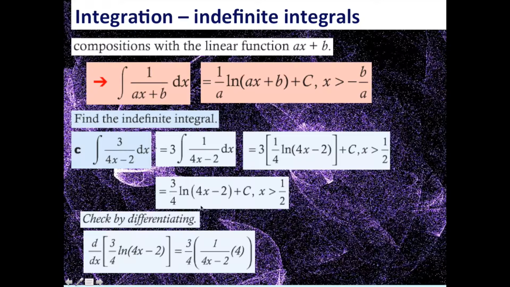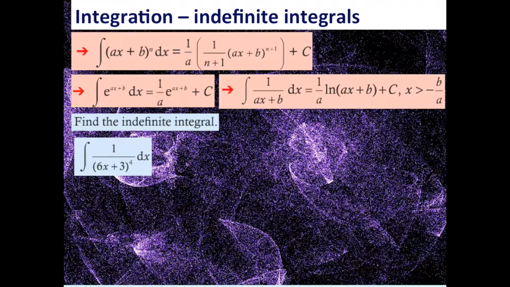Again, if we check by differentiating, we've got ln 4x minus 2, so that's going to be 1 over 4x minus 2 times 4. Multiply that by 3/4 as a constant, and it takes us back to 3 over 4x minus 2, which is what we wanted to get back to. Here's another question for you to have a go at, and then we'll just finish with an exam question.